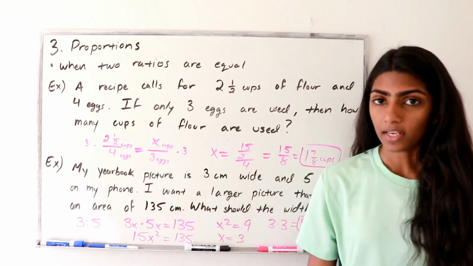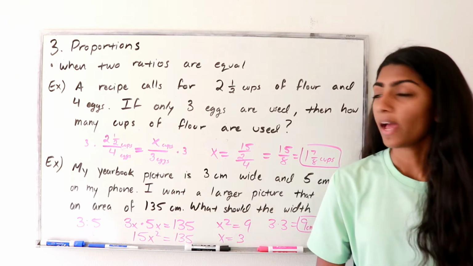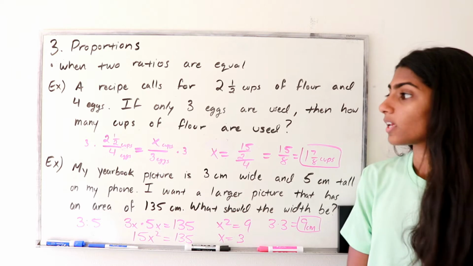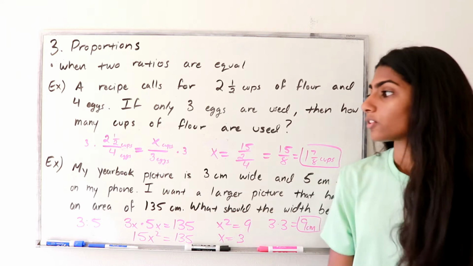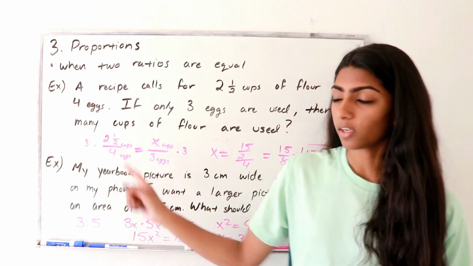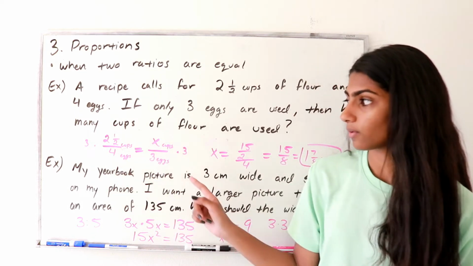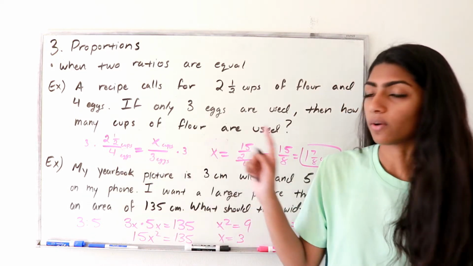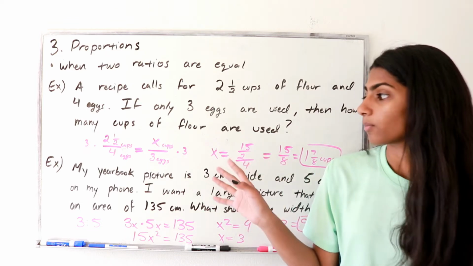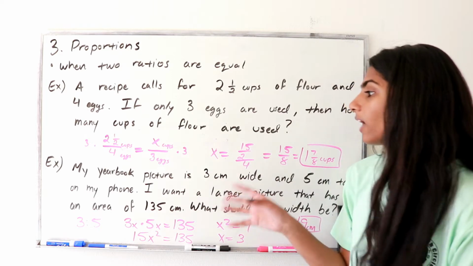Let's look at this example right here. A recipe calls for 2½ cups of flour and 4 eggs. If only 3 eggs are used, then how many cups of flour are used? So right here, we're going to set up a proportion, which means that we're going to have one fraction equal another fraction, or one ratio equal another ratio. And usually the second ratio has an x in it, or any variable, because we don't know what that variable is supposed to equal until after we solve.